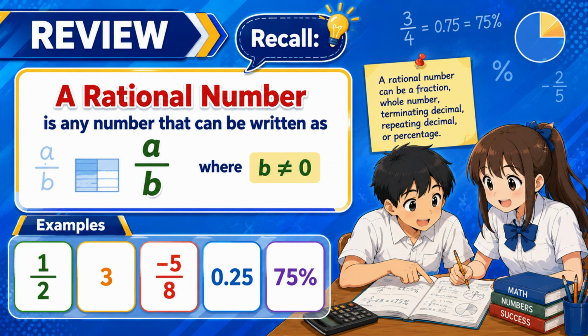A rational number is any number that can be written as a over b, where b is not equal to 0. Examples: 1/2, 3, -5/8, 0.25, 75%. Remember that a rational number can always be written as a fraction. Whole numbers, decimals that terminate or repeat, and percentages can all represent rational numbers.